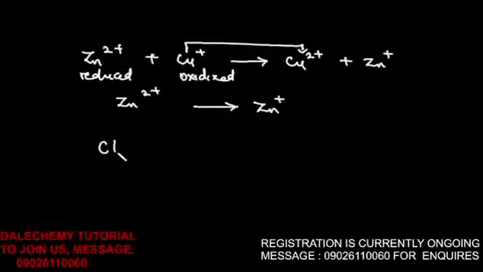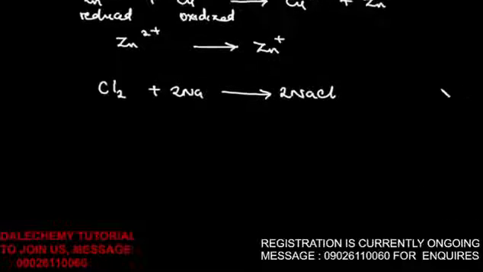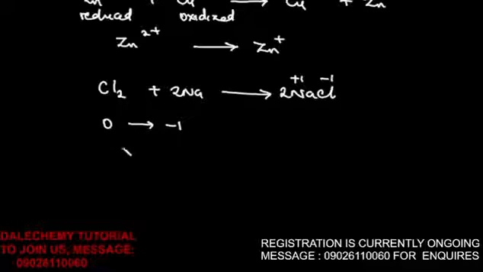All right, let's see this: Cl2 plus 2Na to give 2NaCl. Which is reduced, which is oxidized? The two of them are in 0 oxidation state here. But here you see that sodium is in +1 and Cl is in -1. So for Cl it goes from 0 to -1, and for sodium it goes from 0 to +1. So that means that sodium has increased in oxidation state, and the increase in oxidation state is oxidation. So sodium has been oxidized and chlorine has been reduced.